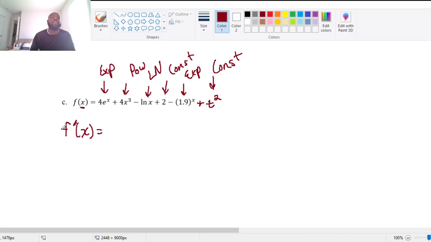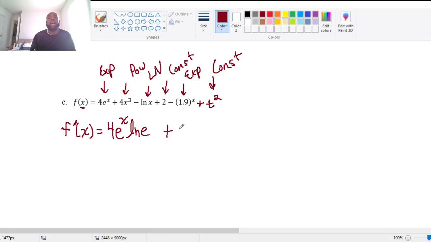So f prime of x is going to equal, okay, the derivative of exponential. Well, we saw that the derivative of e to the x was e to the x. Now, if you didn't want to think of that and just use the exponential rule, it's 4, which is a constant multiple, times e to the x times the natural log of e, right?